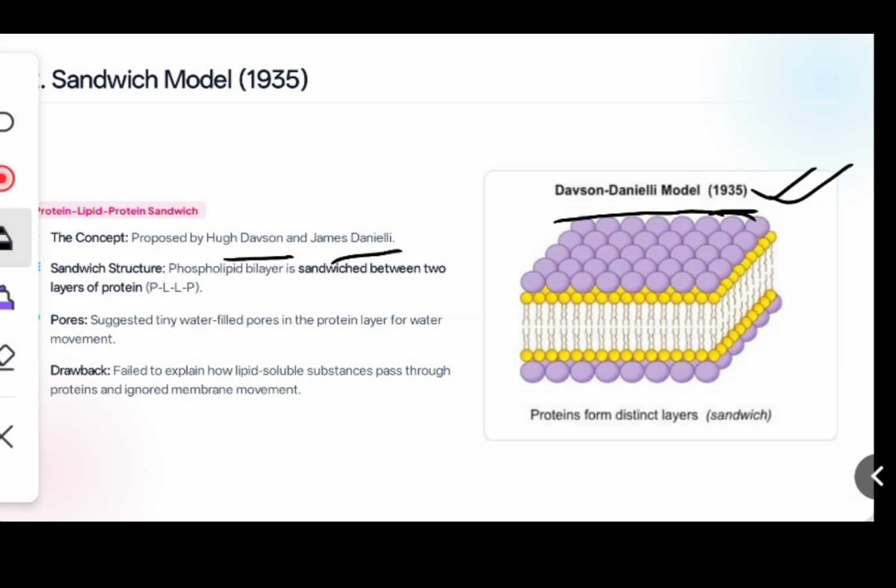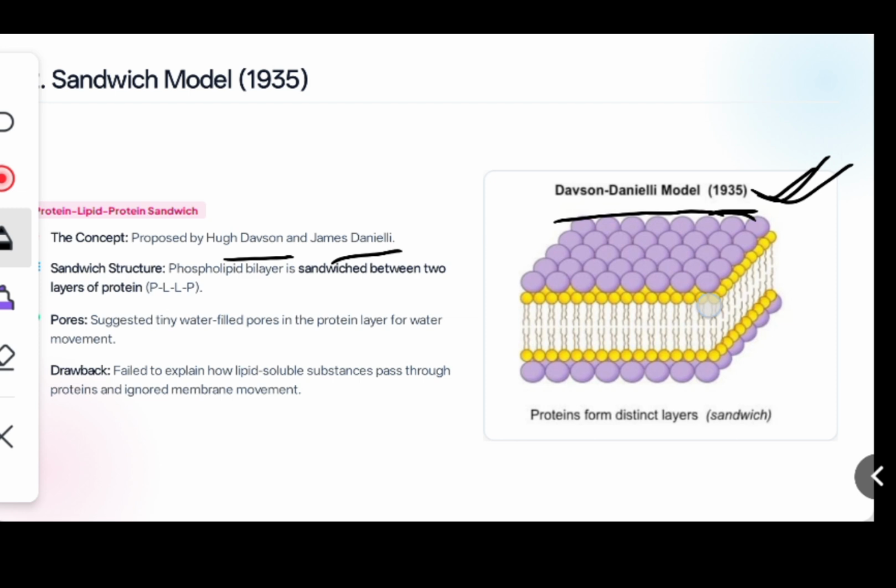You need to remember the scientist names and the years in which they proposed it. That is important, and which statement they gave and what the major drawbacks of this model are. These are the key points you need to remember and note. The sandwich model, also known as the Davson Danielli model, was proposed by Hugh Davson and James Danielli in 1935.